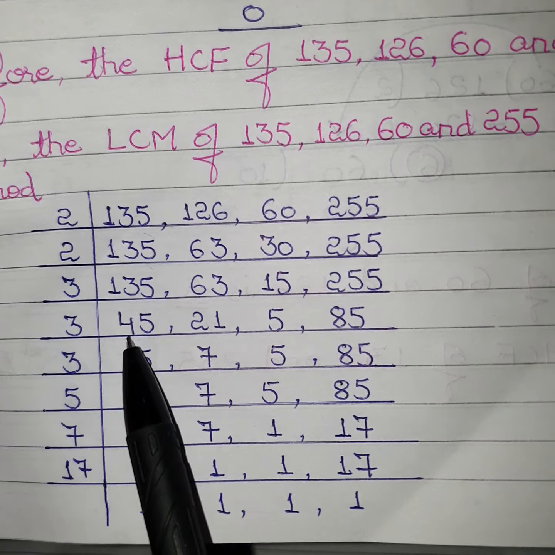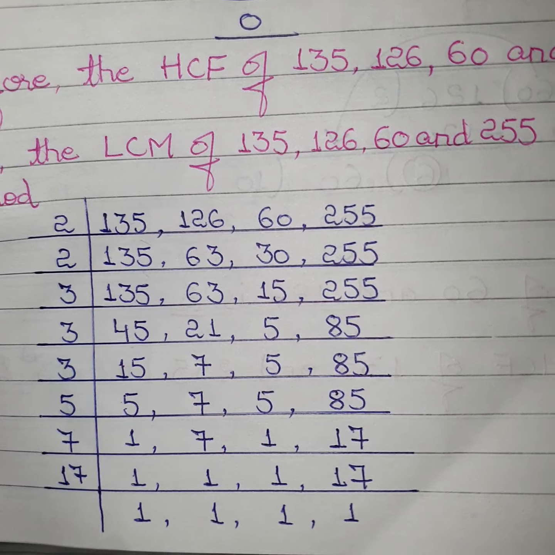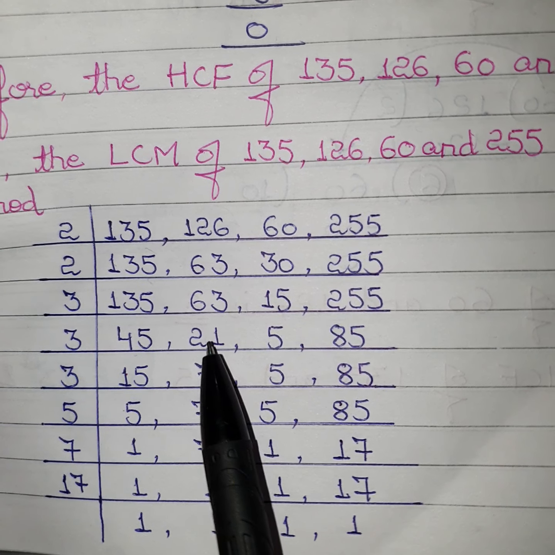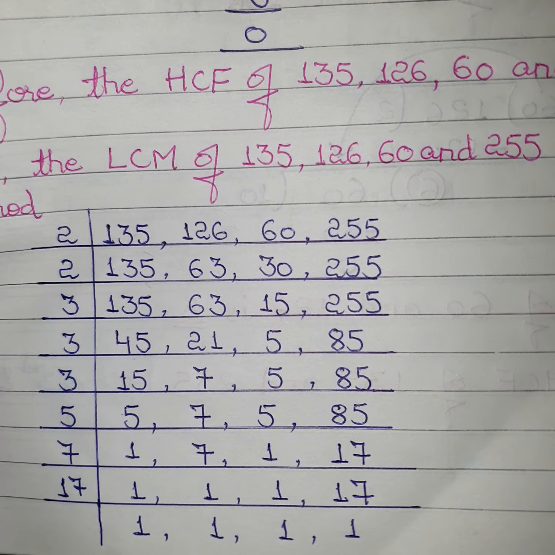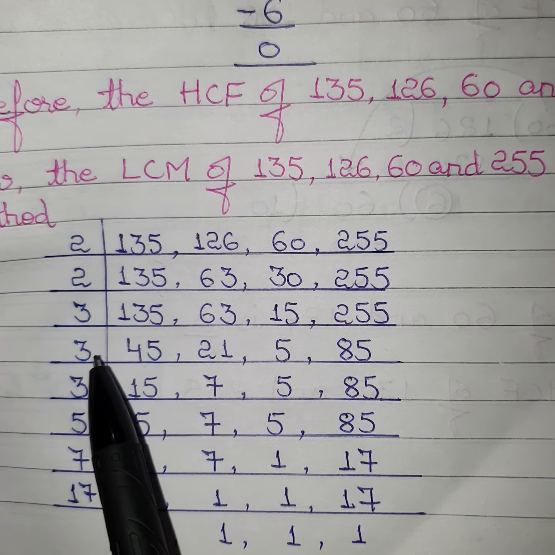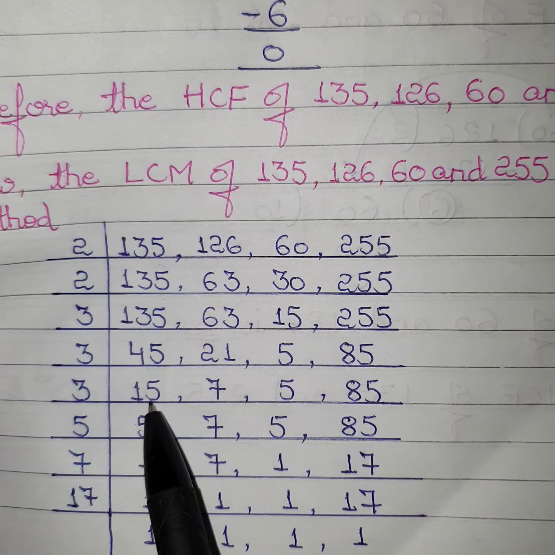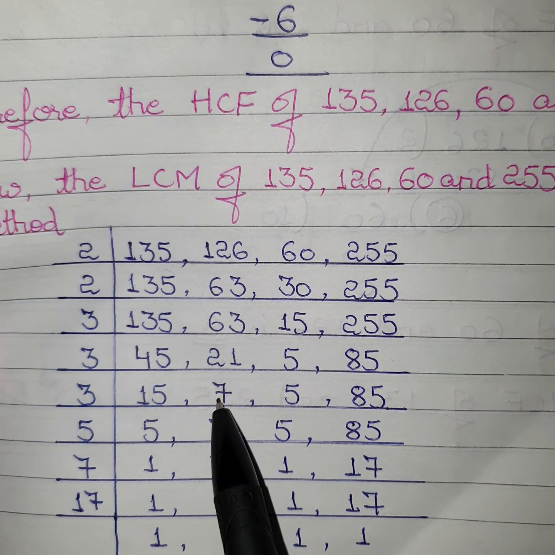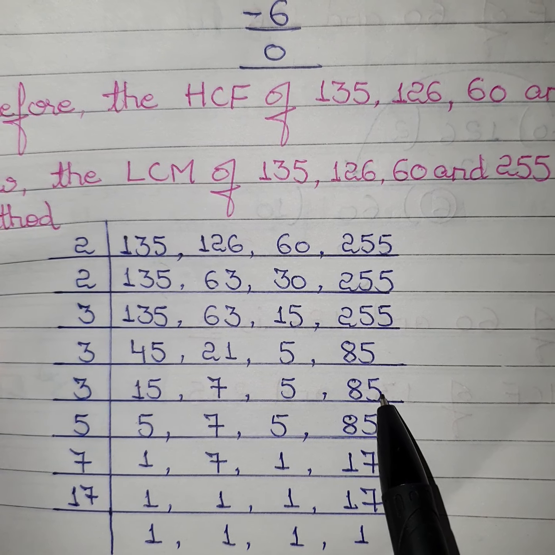Now 45, 21 and 85. No, sorry. 45 and 21 come in the table of 3. 5 and 85 don't come. So again we will do it by the table of 3. In the table of 3, 45 comes 15 times and 21 comes 7 times. 5 and 85 will come as it is.